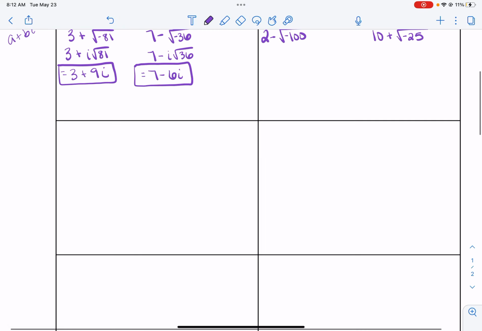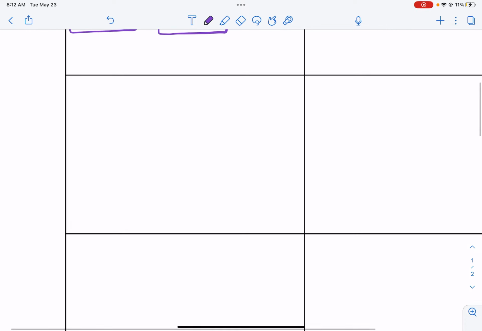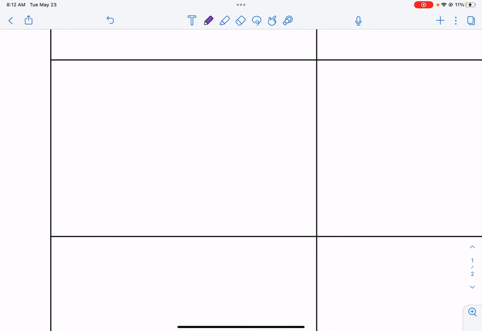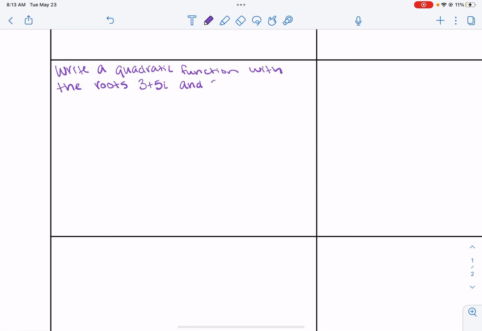Okay, the next problem on the I do side for me, I would like you to write a quadratic function with the roots 3 plus 5i and 3 minus 5i. So to do that, you need to first find the sum.